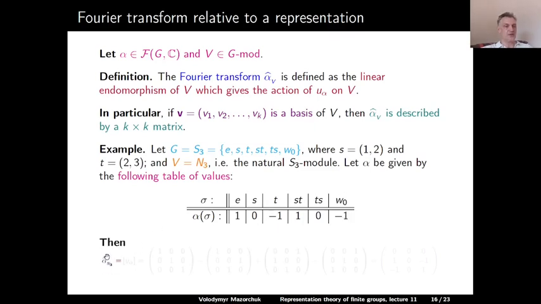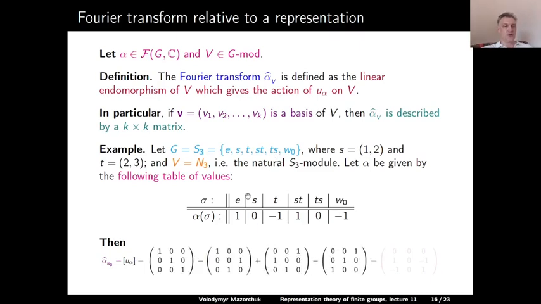So then the corresponding Fourier transform alpha hat sub N3 is a matrix with which the element U alpha operates on the natural module. To compute this, we need to take the matrix with which e operates, this is the identity matrix, with coefficient 1, then the matrix with which s operates with coefficient 0, so it will be the zero matrix, we forget it. Then the matrix with which t operates, so t swaps 2 and 3, so this will be this matrix, with coefficient minus 1. The matrix with which st operates, this will be this matrix, with coefficient plus 1. And the matrix with which w0 operates, w0 is a swap of 1 and 3. So the matrix where we have 1 on the opposite diagonal and with coefficient minus 1.